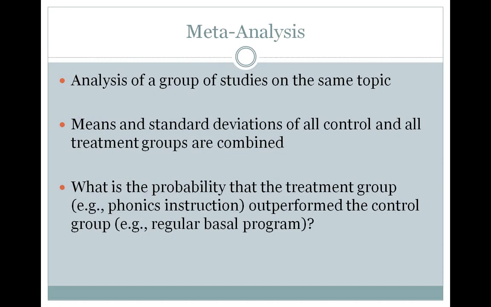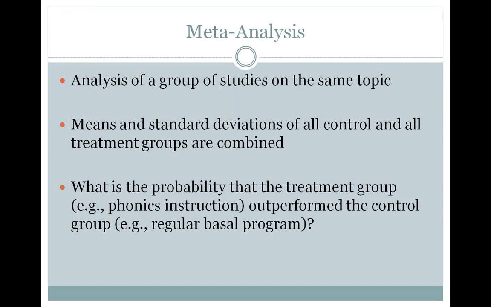For example, what is the probability that the treatment group, for example, phonics instruction, outperforms the control group, for example, the regular basal program? So in this question, all of the studies that contrasted a phonics program against a regular basal program or a regular program of some kind were combined together to make one grand mean and one standard deviation for each group to see whether in total there was a difference.